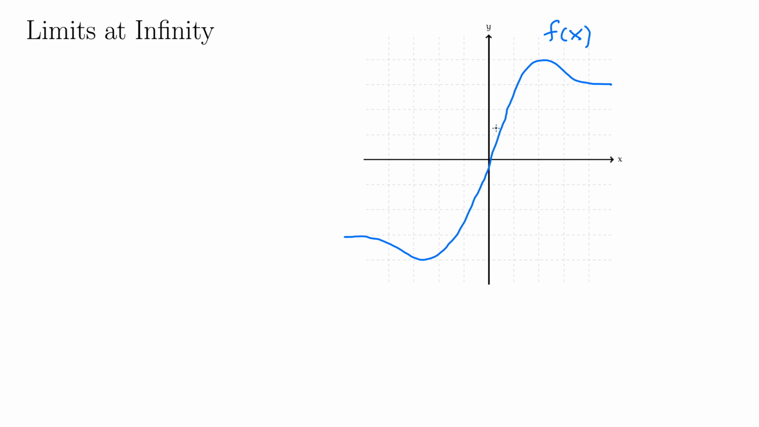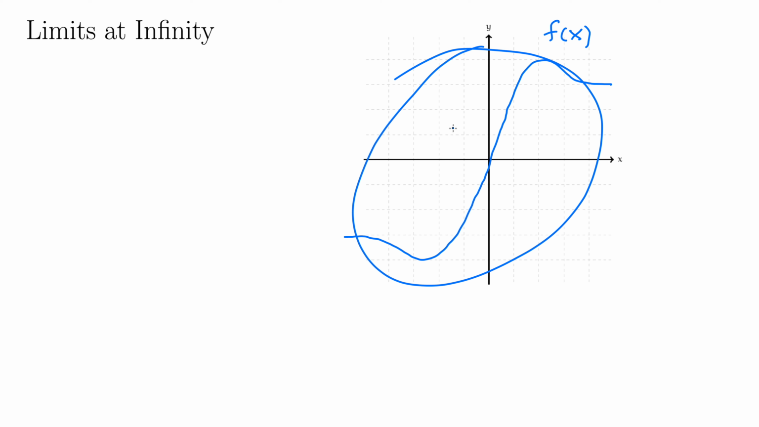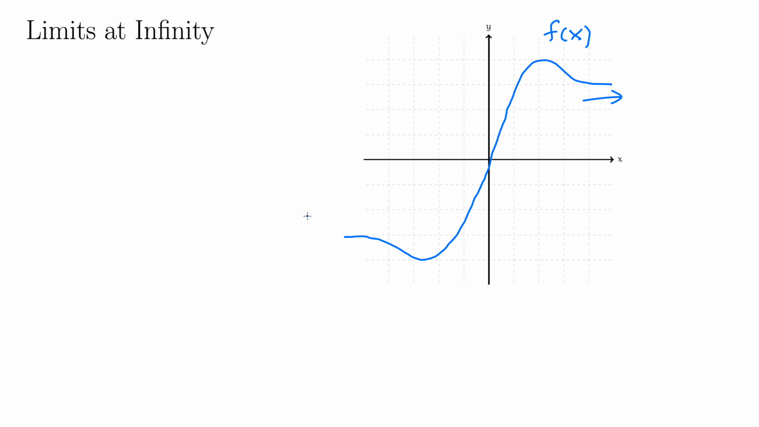And note that we're not concerned with what happens in the middle, right? This doesn't really matter. We're more concerned with what happens as we go out further and further. And assuming that this function just continues on like it is now, we can see two different limits. One is x goes to infinity, and one is x goes to negative infinity. We can even sketch these limits in.